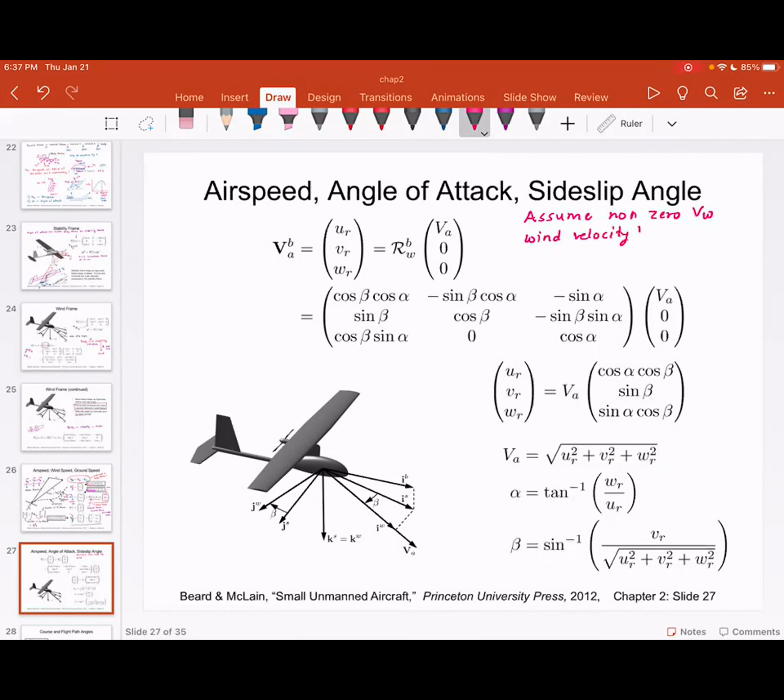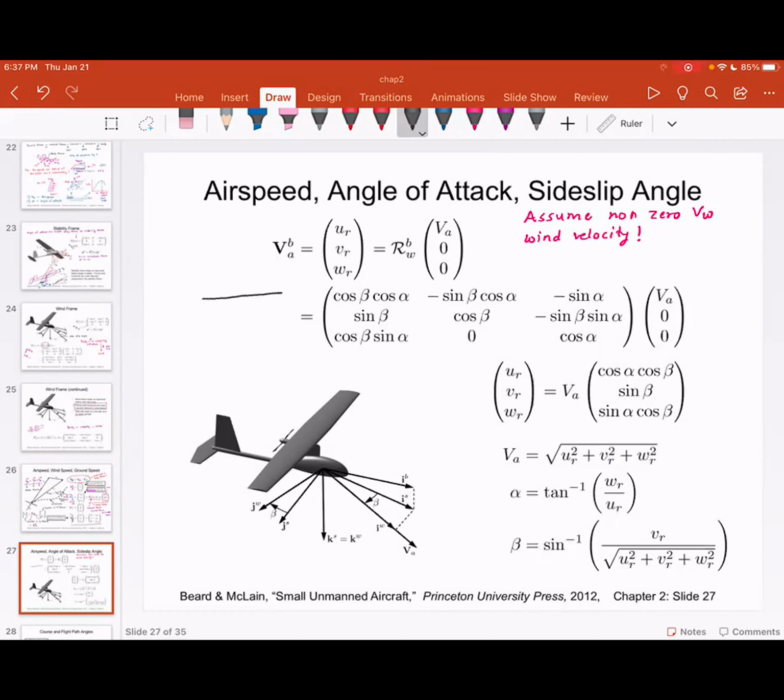Assume you have a non-zero wind velocity. So what's going to happen is the airspeed will actually be aligned in the wind frame. I want to give you a very clear understanding of how these frames are related, so bear with me for a second.